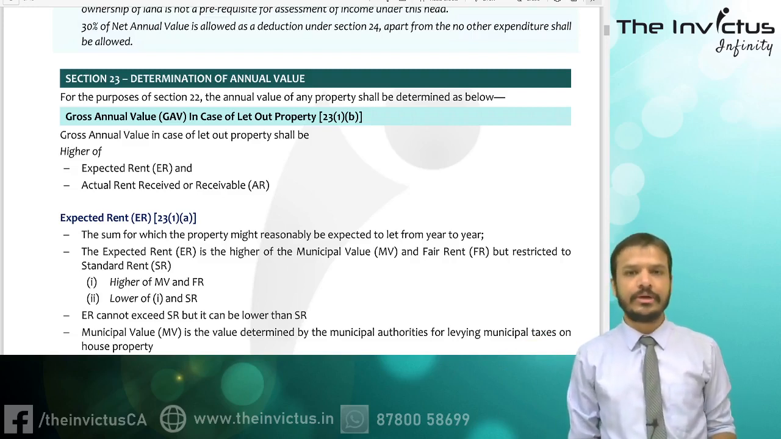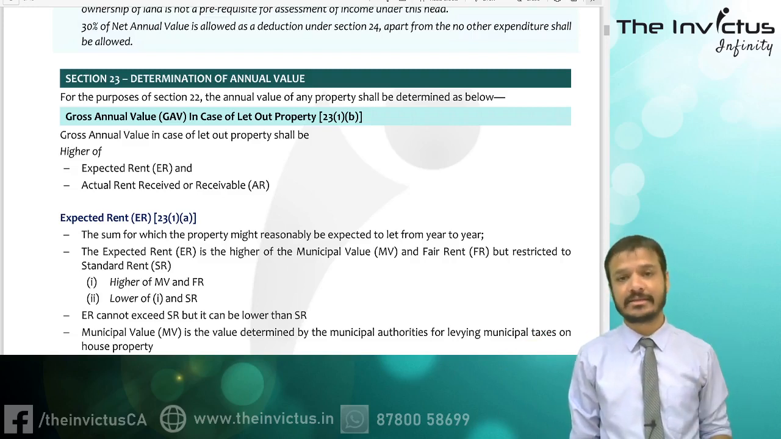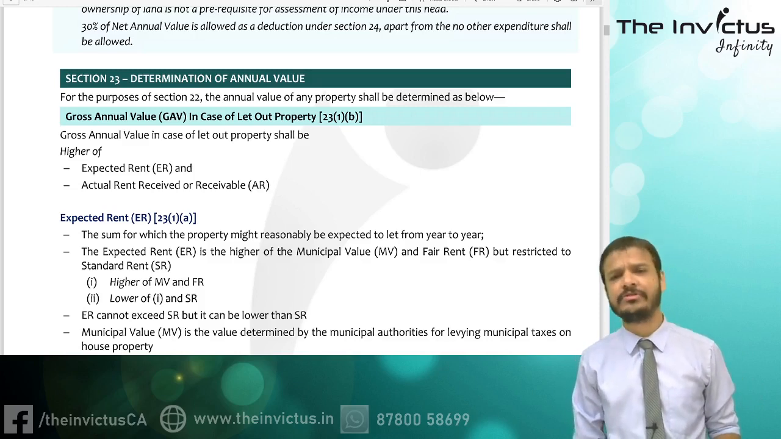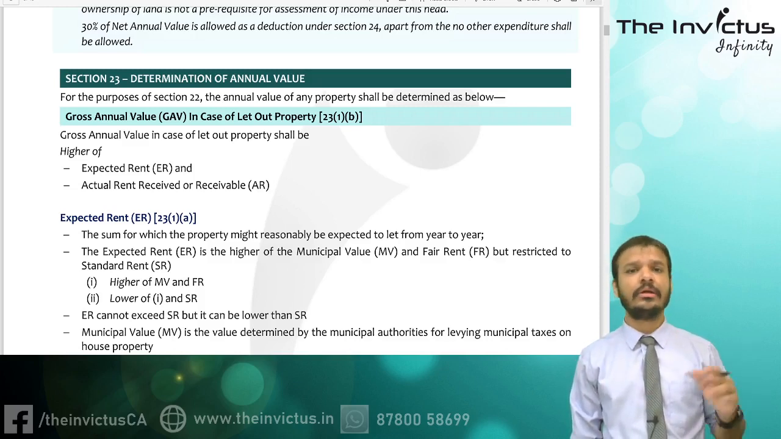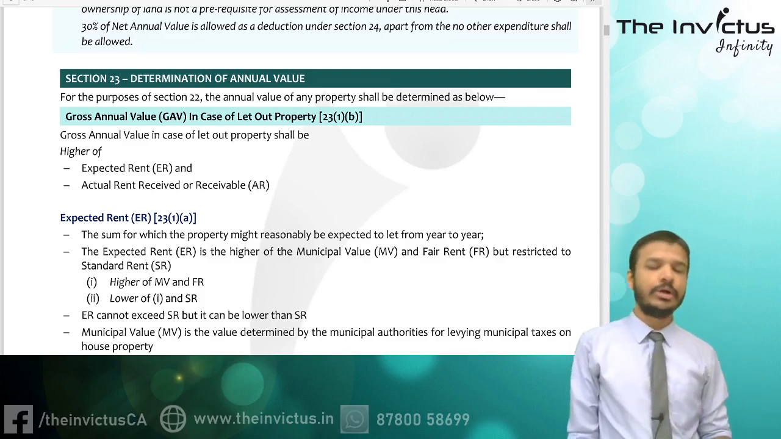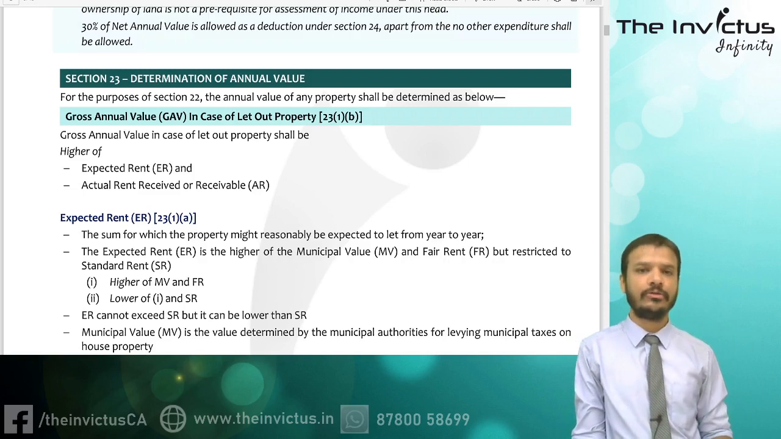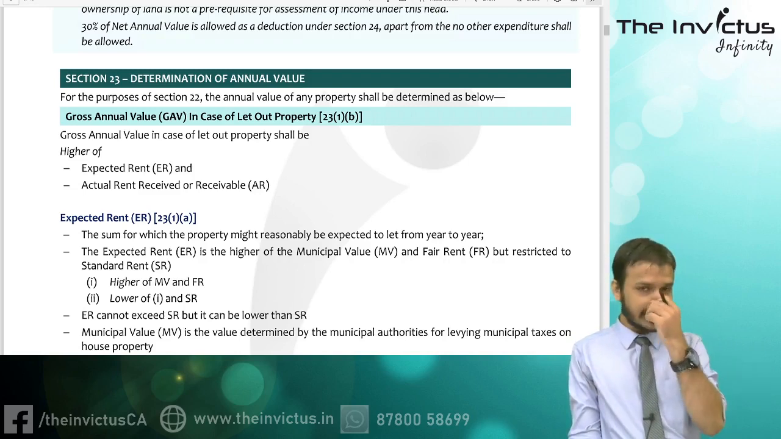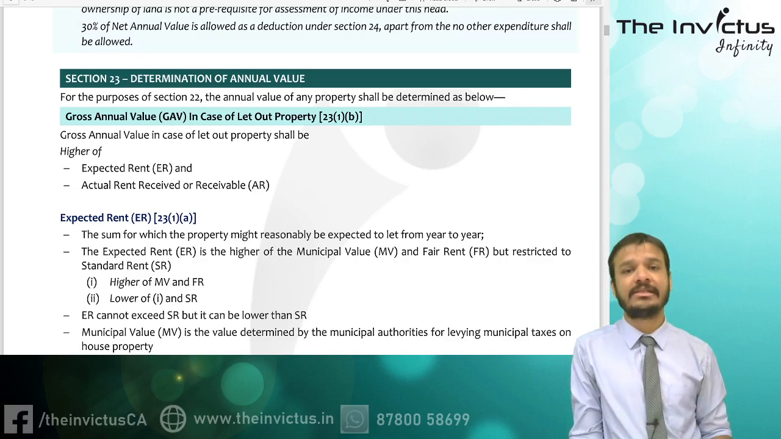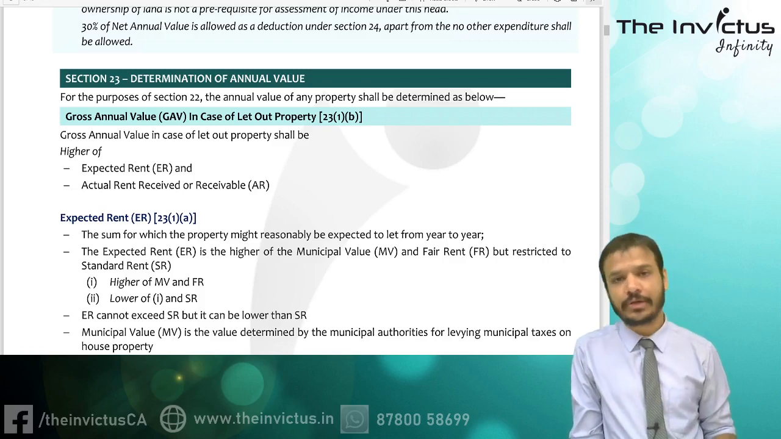In our previous video, we discussed the basics of income from house property and the charging section, section 22, in which we studied that a person must be the owner of the house property, and the types of house property. Today we are going to start with section 23, that is determination of annual value. As we studied in the first lecture, if income is chargeable under the head income from house property, I need to determine the annual value, right? So section 23 is talking about determination of annual value.